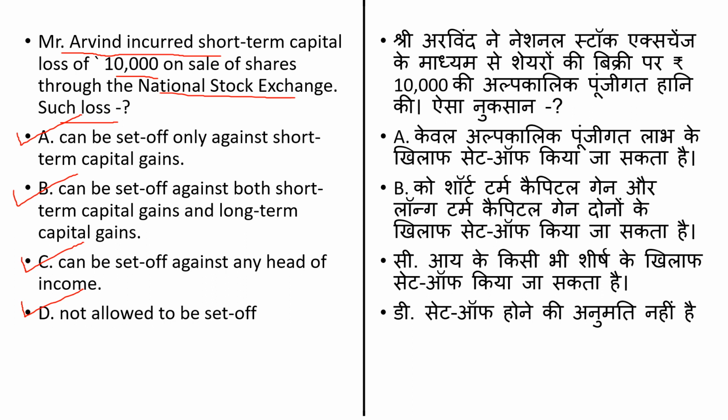Long-term capital loss can be set off only against long-term capital gain. Please remember this. And short-term capital loss is allowed to be set off against both long-term capital gain as well as short-term capital gain. That means if any person incurs a short-term capital loss, then he can set off that loss against any long-term capital gain or short-term capital gain. Okay. So the correct answer here will be option number B, that Arvind can set off against both short-term capital gain and long-term capital gain.